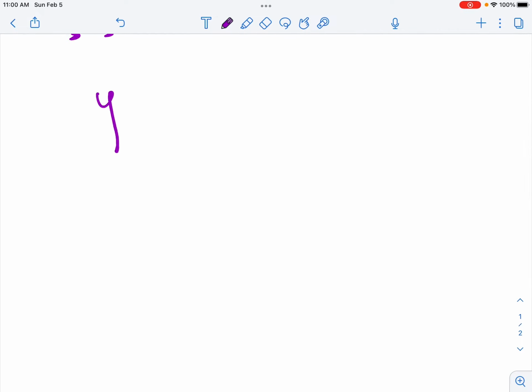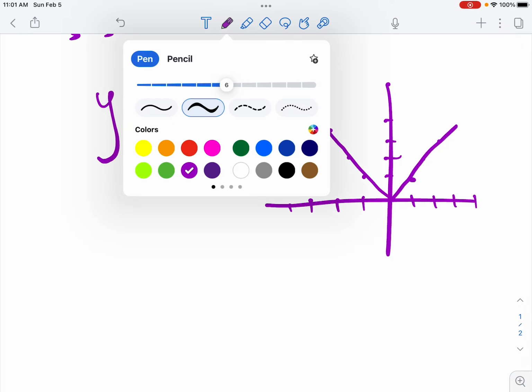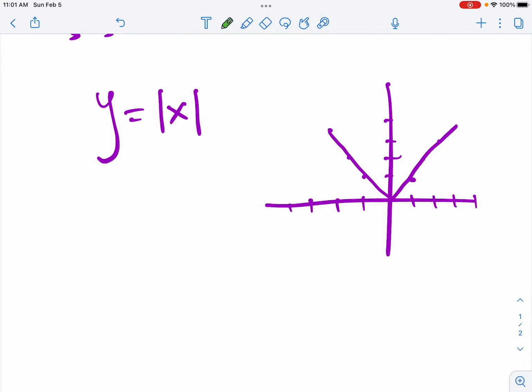So we're going to start with y equals absolute value of x. And again, when we graph this, it's going to look like, let me just make some marks here. 1, 1, 2, 2, 3, 3, and so on and so forth. You got that V shape. Now what if I do this new function? Let's write this one in green. Let's do y equals absolute value of x plus 2.